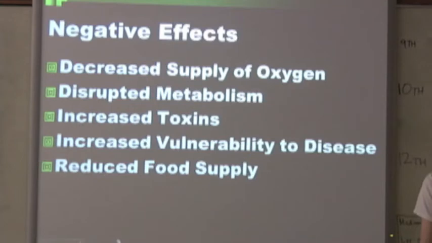The increase of toxins, which is like the surrounding area. The vulnerability to disease: it speeds up the animals' metabolism. Sometimes it requires more energy, which reduces their immune system, and then there's reduced food supply. Again, animals require a certain temperature of water, so if it's increased or decreased, it will kill them.